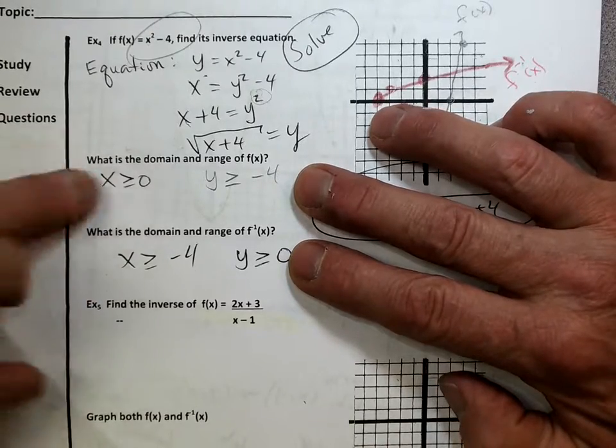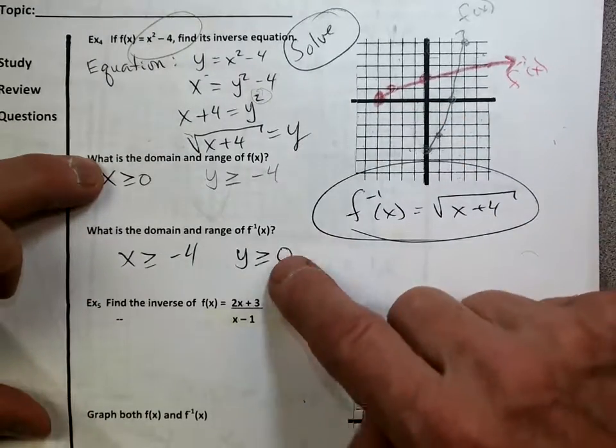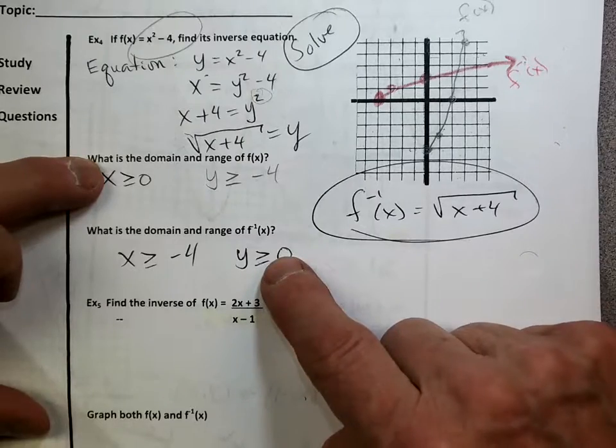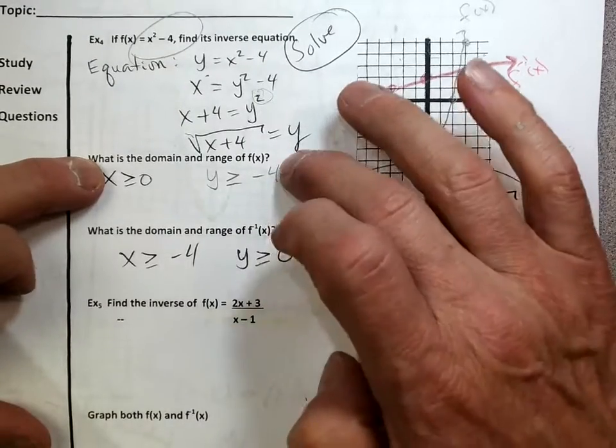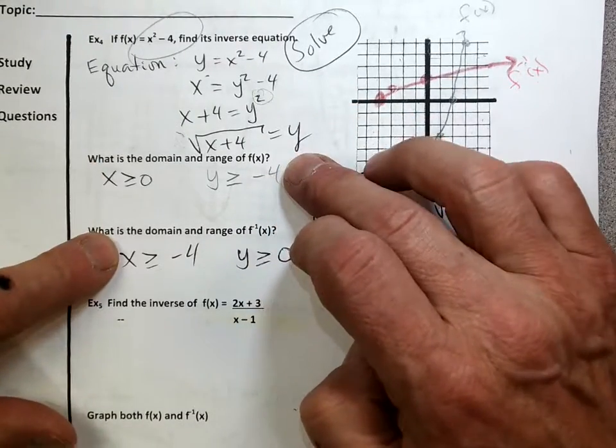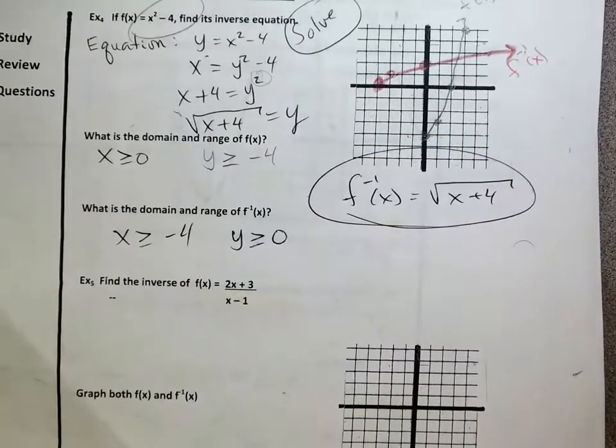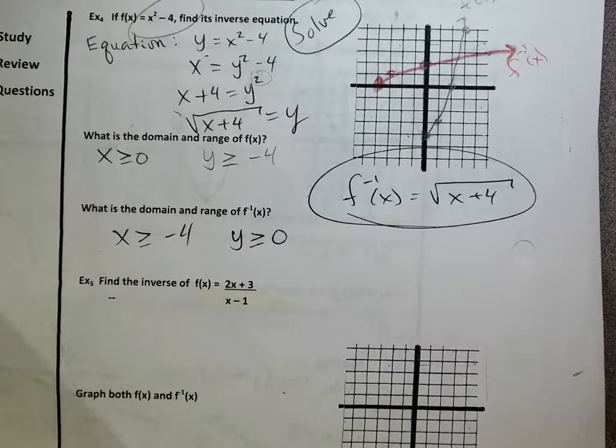So the domain of the function is always the range of the inverse, and the range of the function is always equal to the domain of the inverse, which makes sense. Domain is x and range is y, and once you switch them, you switch the domain and range.